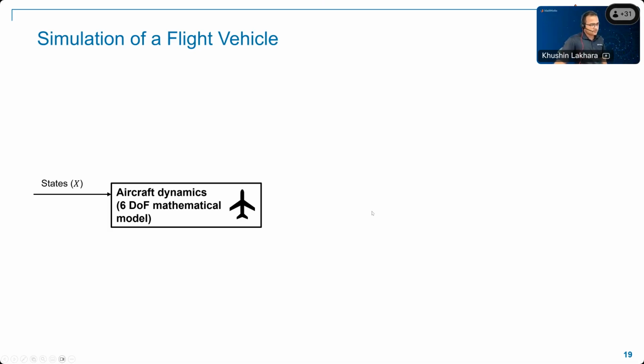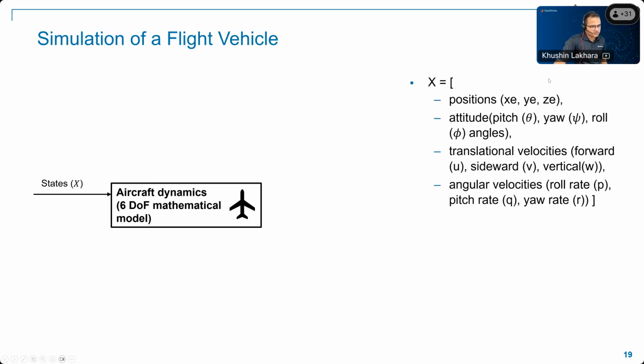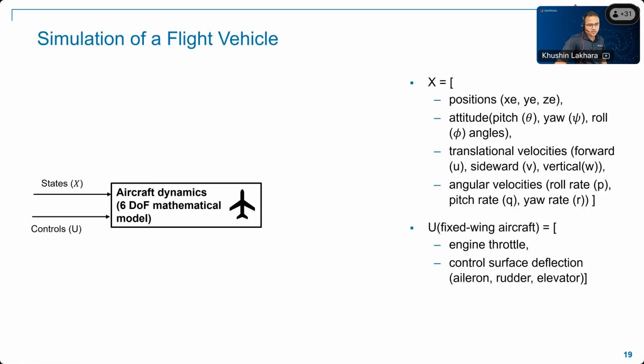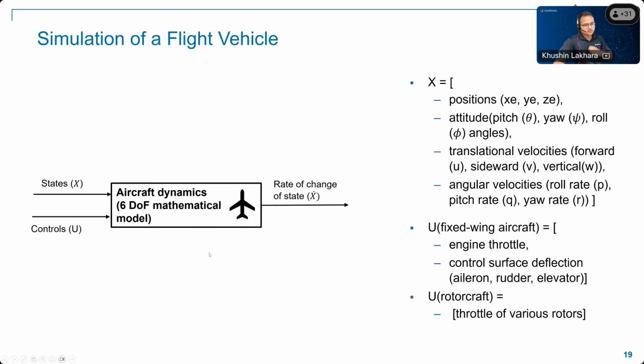So if we have this information, and these are all the states parameters that we consider. If we have the information about states and we are putting some control, so this control is u. In the case of fixed wing aircraft, it may be your engine throttle, control surfaces deflection. But in case of rotorcraft, it's mostly the throttle of various rotors. So if we have the information about states and controls and we have the aircraft dynamics, we can actually predict the rate of change of state, which is x dot.